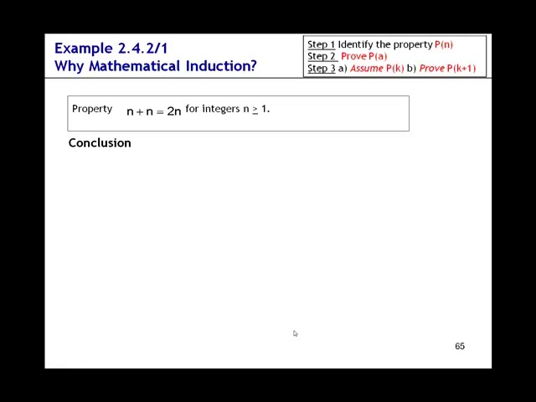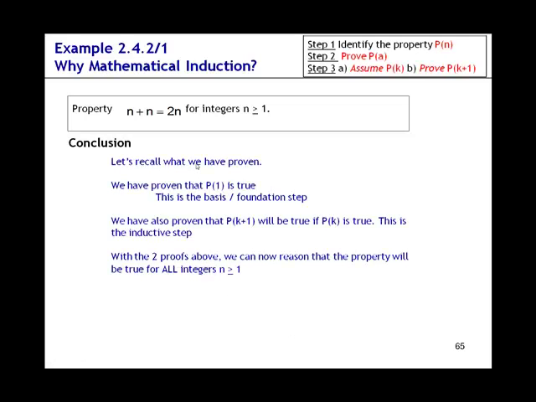Okay, as a conclusion, let's recall what we have proven. We have proven that property P1 is true. The property is true for n equals 1. This is the basis or the foundation step. We have also proven that Pk plus 1 will be true if Pk is true. We assume Pk is true, and then we proceeded to prove that Pk plus 1 is true. So this is the inductive step. With these two proofs above, we can now reason that the property will be true for all integers n greater than or equal to 1. Why is that so?